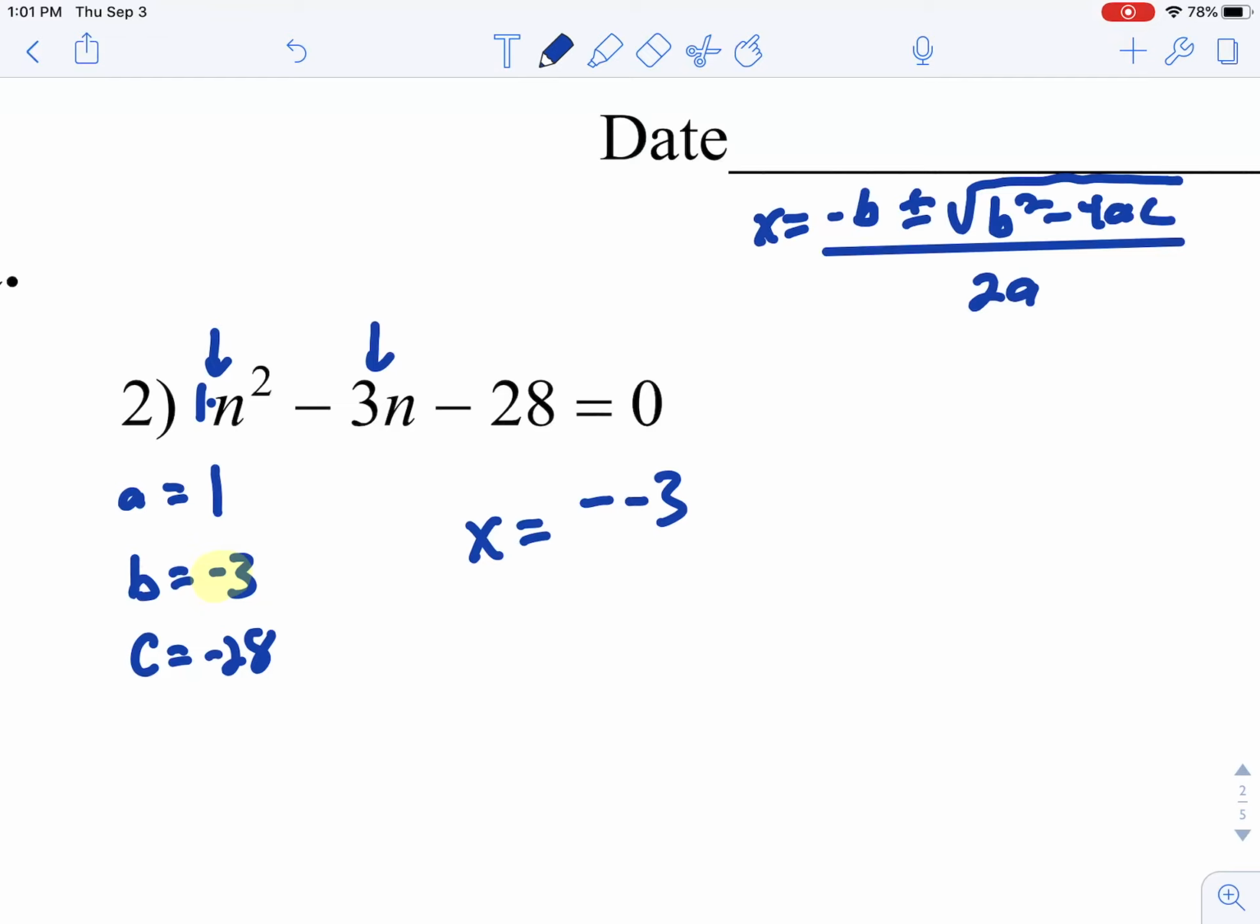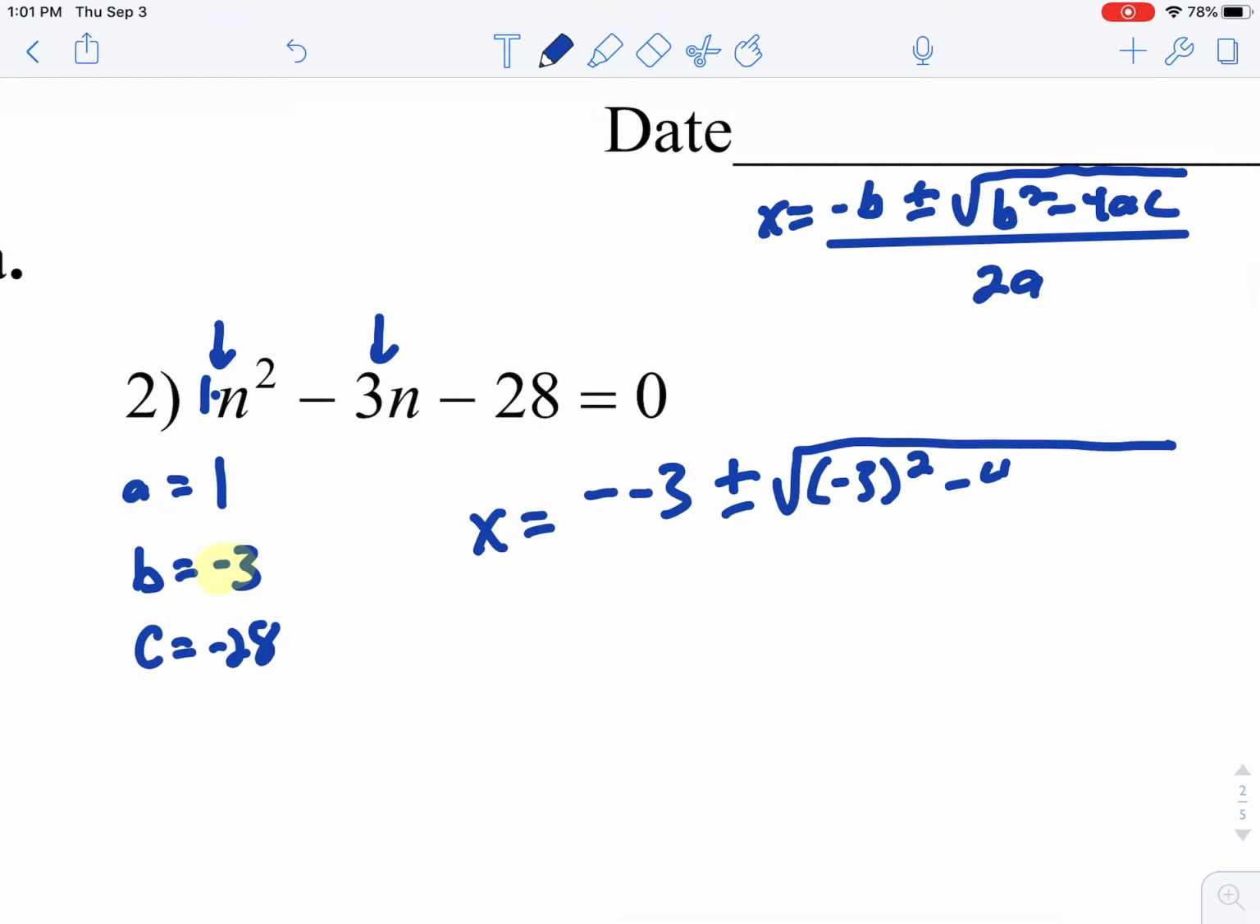All right, there it is. Okay, so negative negative 3 plus or minus the square root of negative 3 squared. Notice I put that in parentheses. When you square a negative number, you always put it in parentheses. Minus 4 times a, which is 1, times c, which is negative 28. Also put that in parentheses. Just when you multiply by a negative, sometimes it's a little more clear if you put it in parentheses. All over 2 times a.